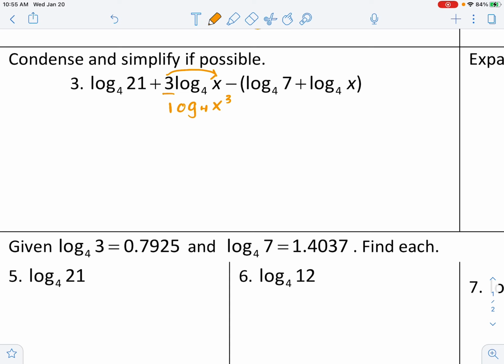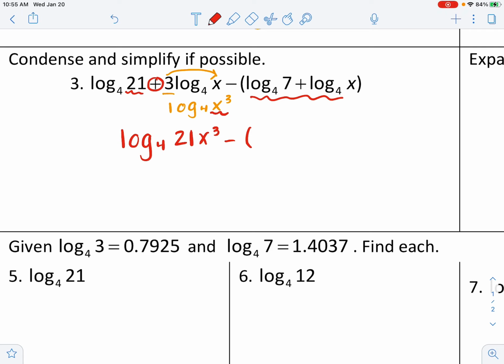All right, now I'm going to start to combine some things that I can. I see the first 2 logs are being added. So remember, the rule is when 2 logs are added, we can condense them into one by multiplying what's inside of the log. So I'm going to condense these into 1 log base 4 of, take 21 times the x cubed. Minus, notice in parentheses we have 2 logs.